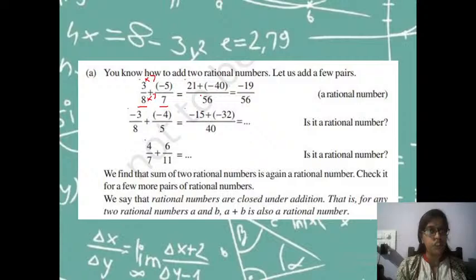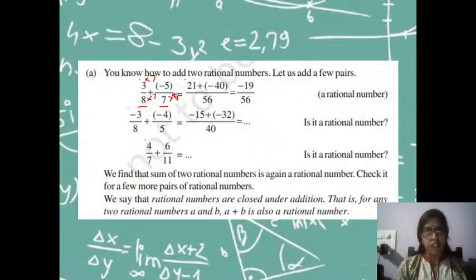Then here, 7 into 8. So 7 8s are 56 here. Again my handwriting is becoming the worst, so don't feel bad. Then here, 5 8s are, so minus 5 into 8, you will get minus 40.